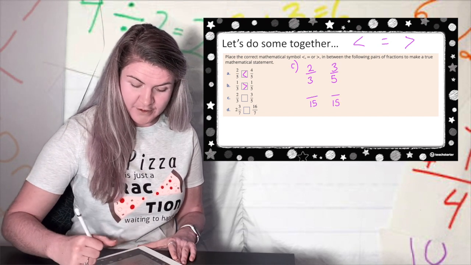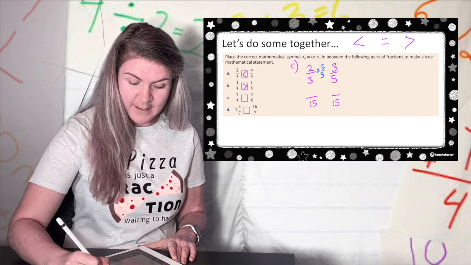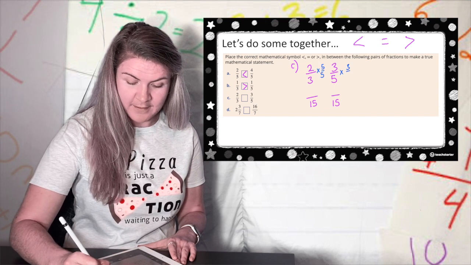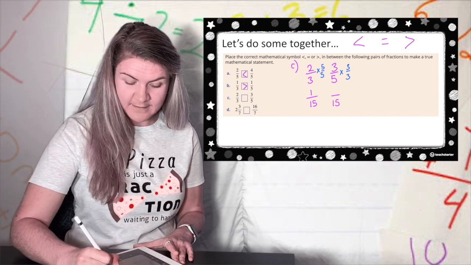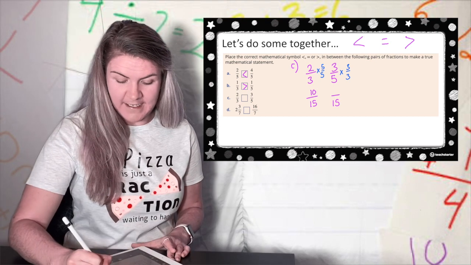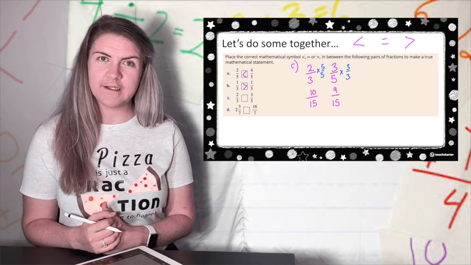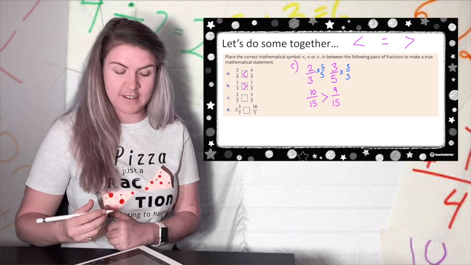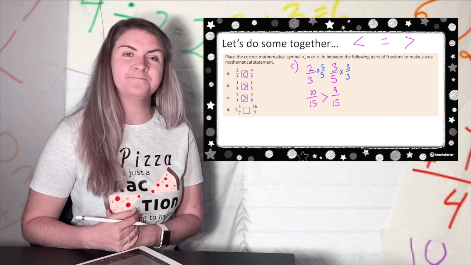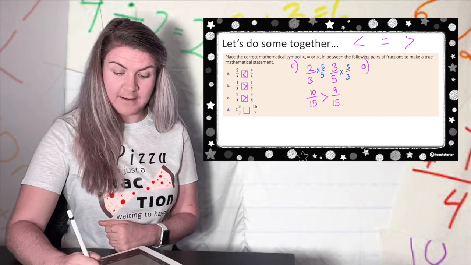So for this fraction, I am multiplying it by 5, and this fraction I'm multiplying by 3. And 2 times 5 is 10, and 3 times 3 is 9. Now that I've got the same denominator, it's really easy to compare the numerators, and I can see that 10/15 is larger than 9/15.